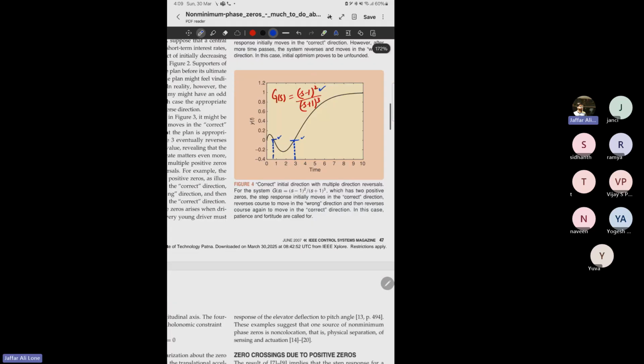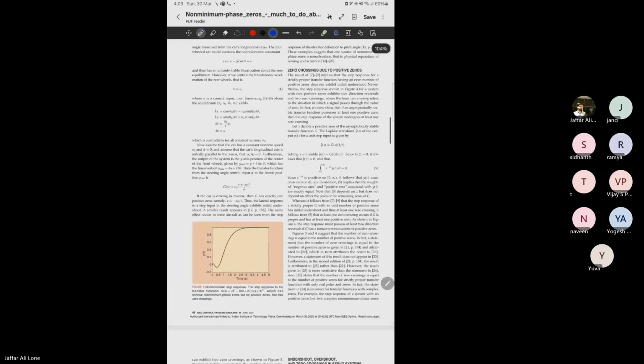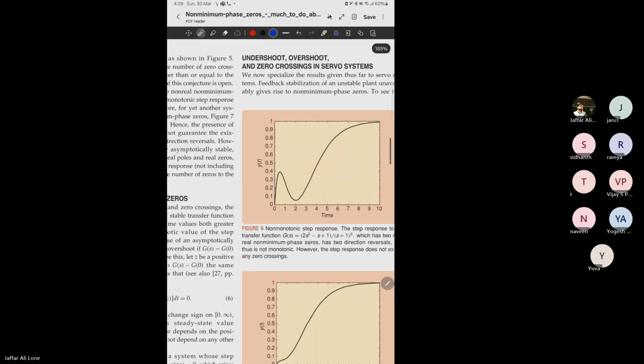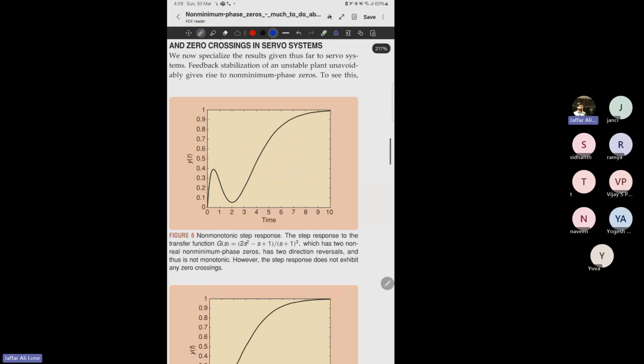Correct? Now let's move to another figure. Let's come to this. Here, again, this is the step response, but the transfer function is G(s) = (2s^2 - s + 1)/(s + 1)^3. Correct?